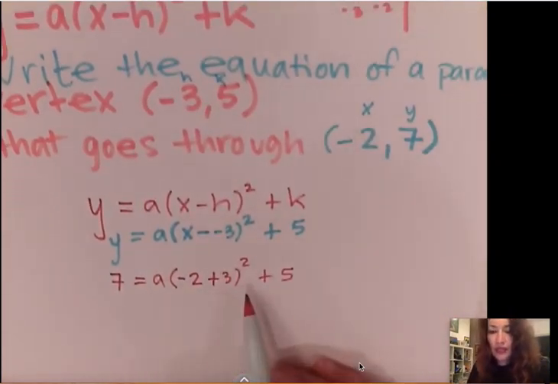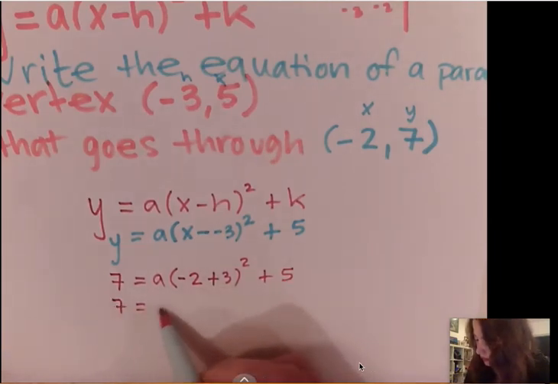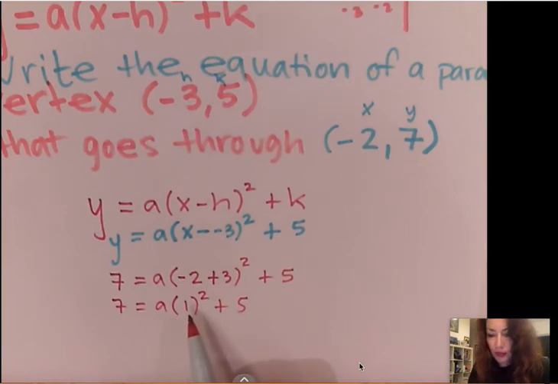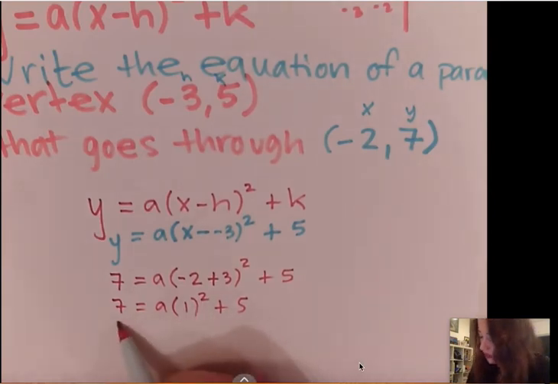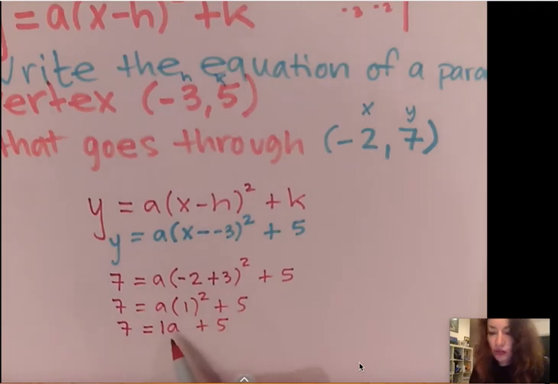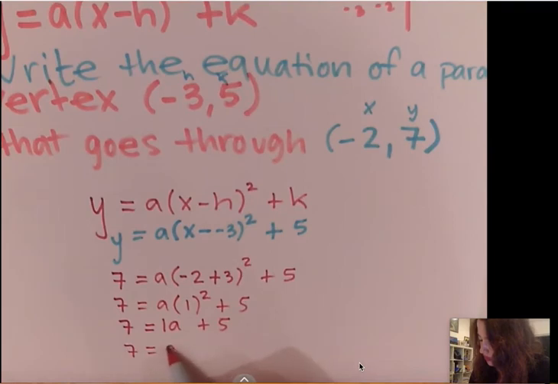I'm going to go ahead now and simplify and calculate the a value. So simplifying inside the parentheses, -2 plus 3 is 1, and 1 squared plus 5. I'm going to go ahead and simplify 1 squared. That is 1. So we are left with 7 equals 1a plus 5. I actually don't even need to write 1a because 1a is just a. So I will rewrite this as 7 equals a plus 5. Subtracting 5 on both sides, we get that the a value is equal to 2.